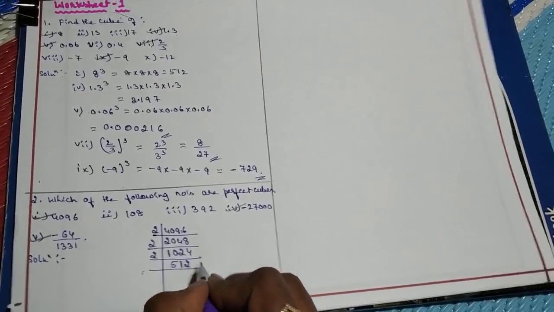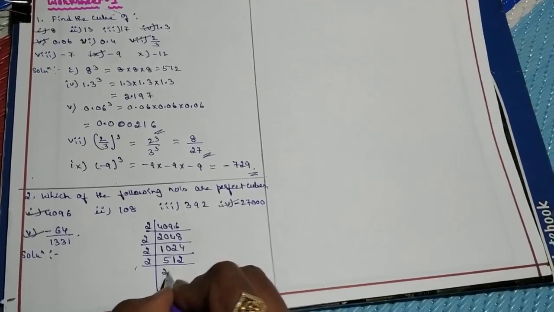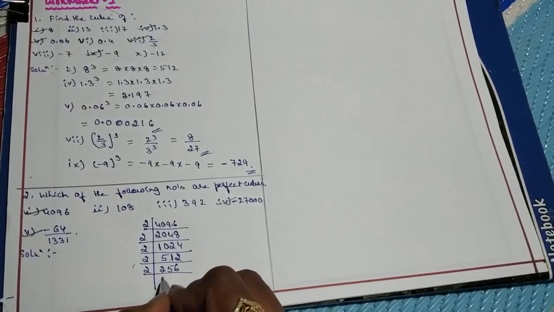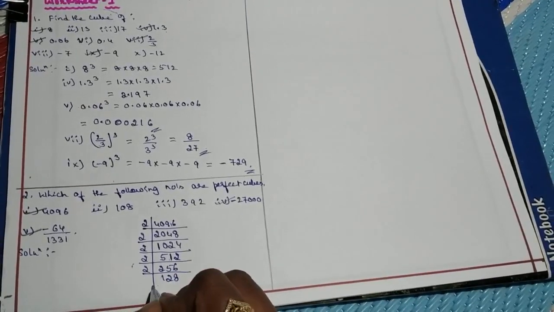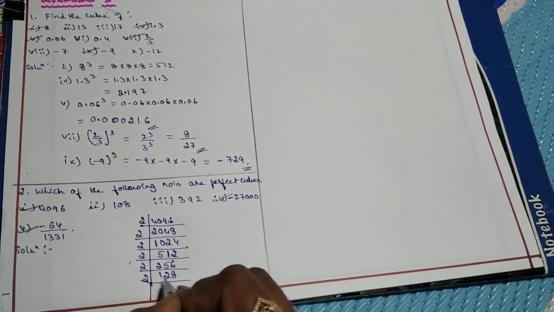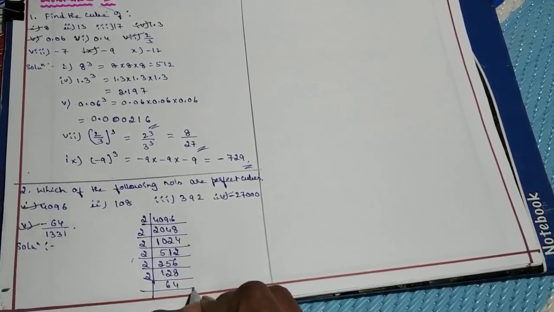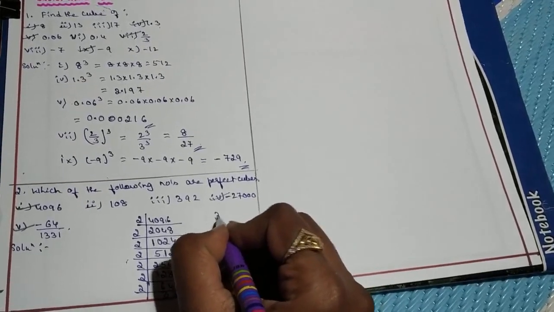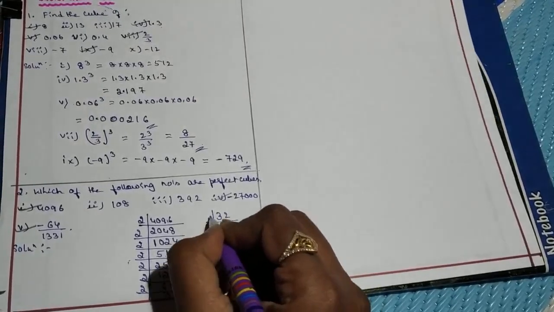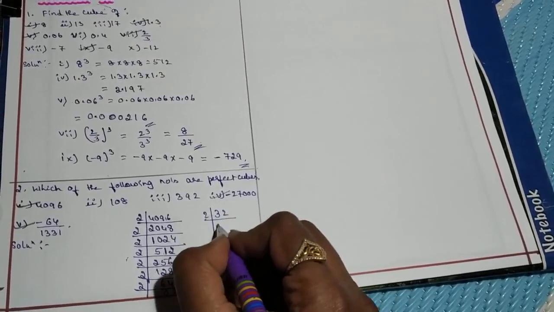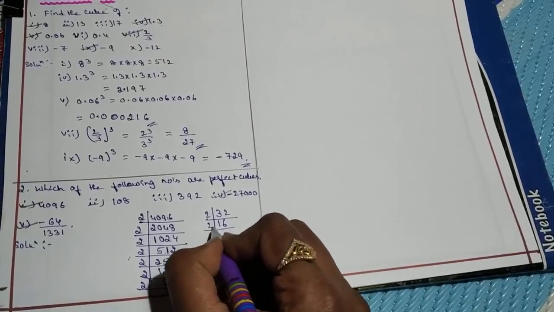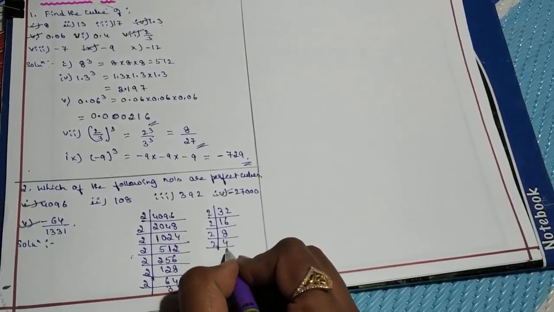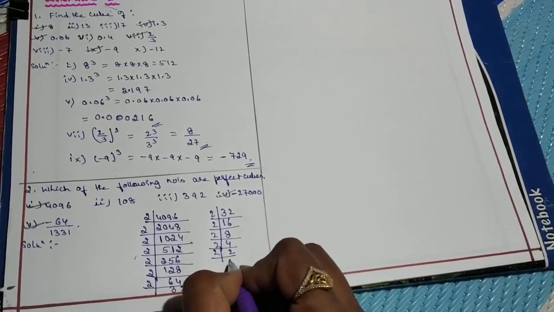Then again with the 2, 2 2s are 4, 1 remains, 2 5s are 10, 2 6s are 12. Again 2 1s are 2, 2 2s are 4, 2 8s are 16. The next 2 6s are 12, 2 4s are 8, 2 3s are 6, 2 2s are 4. So I have 32 now. You need to continue here only, children. 2 1s are 2, 2 6s are 12, 2 8s are 16, 2 4s are 8, 2 2s are 4 and 2 1s are 2.